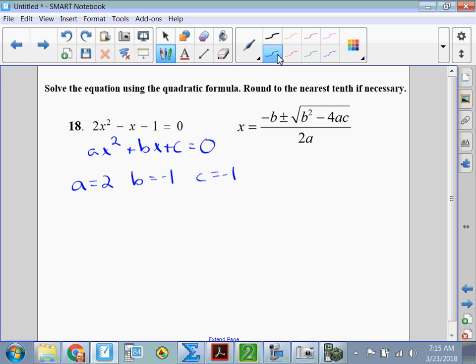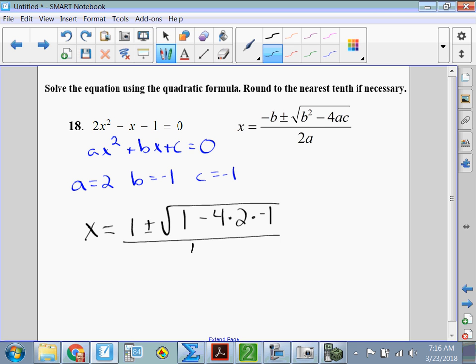So x equals the opposite of b. So b is -1. I'm doing the opposite of b, so 1. Plus or minus the square root of b squared. b squared is 1, minus 4 times 2 times -1, over 2 times a. 2 times a is 4.